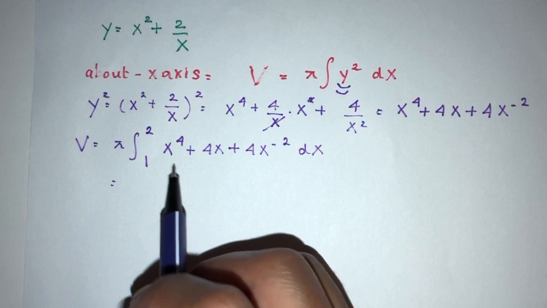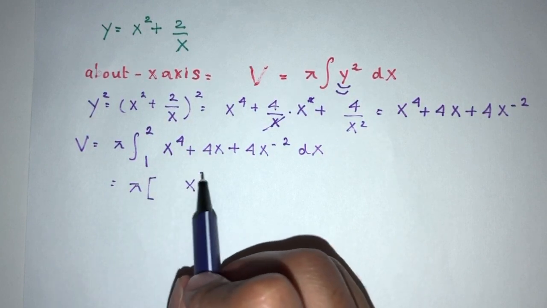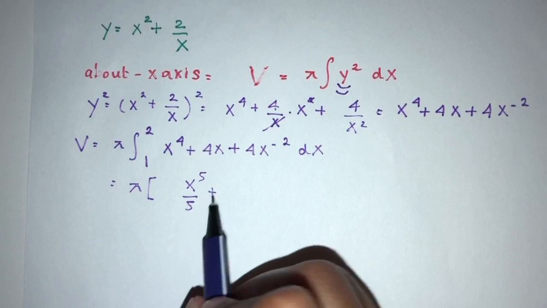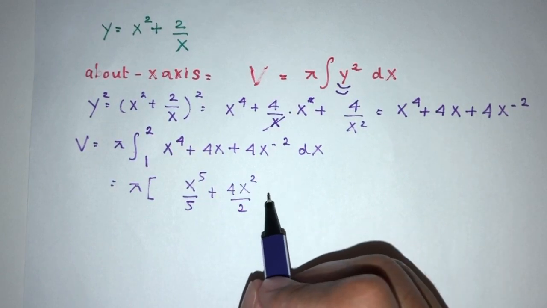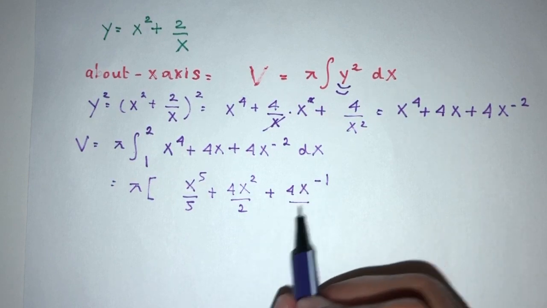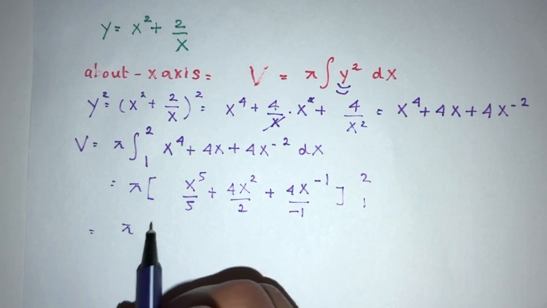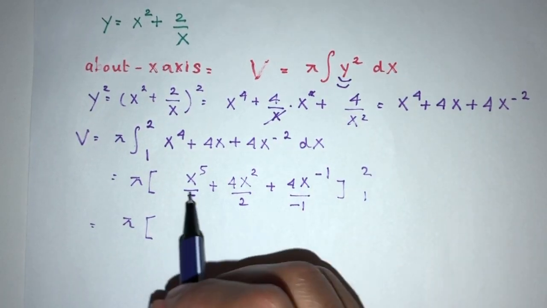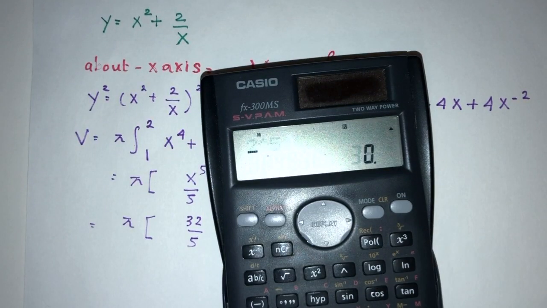So step by step now, pretty easy. Pi is outside. Here we have x to the power 5 over 5, plus 4x squared over 2, and then plus 4x to the power minus 1 over minus 1. Limits 2 to 1. Simplify, pi is pi. So first replace 2, you will have 32 over 5. Let's see, 2 to the power 5 is 32, yeah.